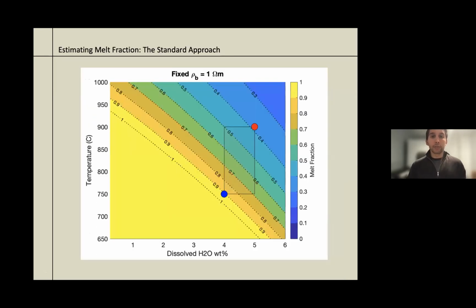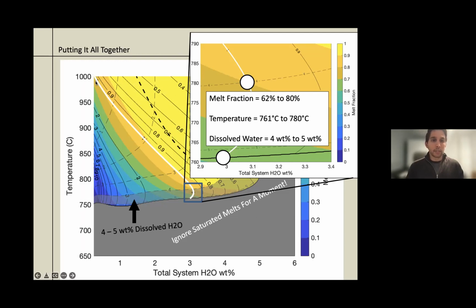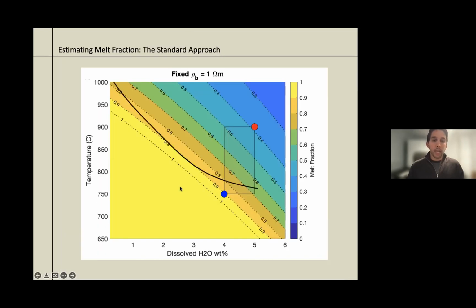Just returning to this figure, remember before that I asked, what areas of this parameter space are actually valid? Because obviously up here is not valid, and obviously down here is not valid, but it's kind of hazy what's valid in between. And so you can actually take this white contour, this is a fixed bulk resistivity of 1 ohm meter, and you can pull out the temperatures and dissolved water contents along that line and just plot that line on this plot. And this shows which interpretations are actually valid, from a thermodynamic perspective.